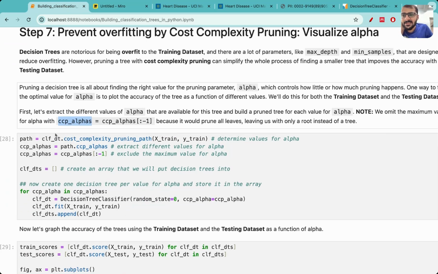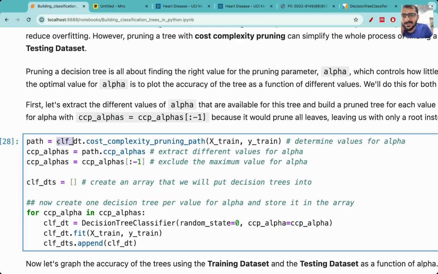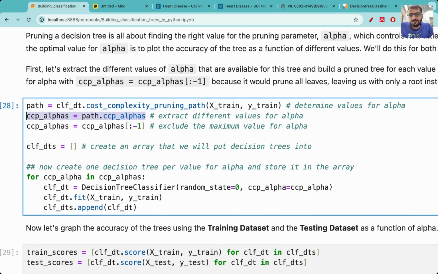The way to find these CCP alphas is to take our decision tree, which is clf_dt, the classification decision tree, and use the function cost_complexity_pruning_path with X_train and y_train. What this function does is determine those transition alphas at which the pruning happens. Remember, each CCP alpha corresponds to a different level of pruning, right? These alphas are given by path.ccp_alphas, and I'm storing them in a variable called ccp_alphas.